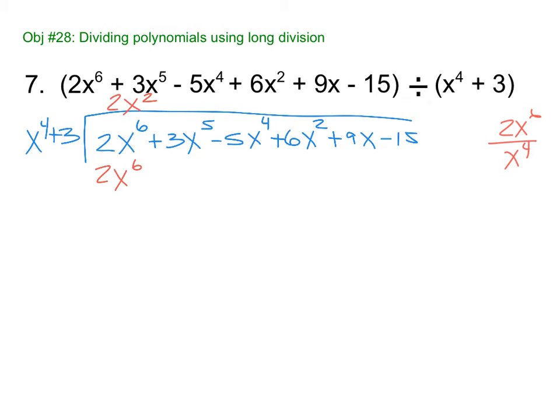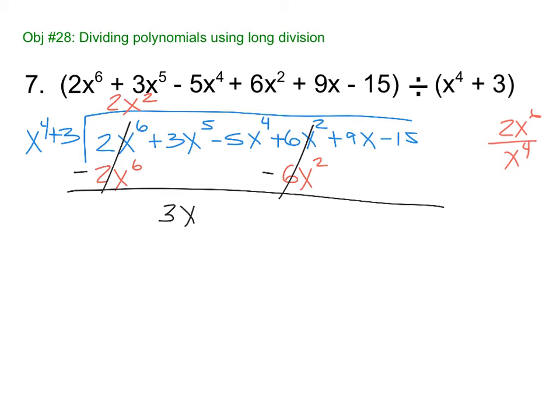But then I have 6x squared. I'm going to line this up with the other 6x squared. Line up the common terms. Change the sign to subtract. So these both end up canceling out. So I have 3x to the fifth minus 5x to the fourth plus 9x minus 15.